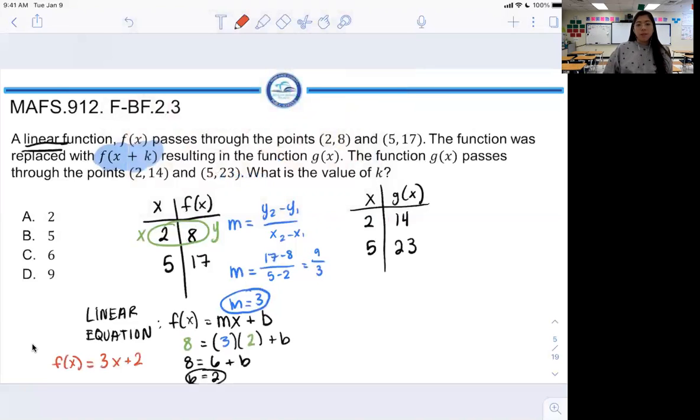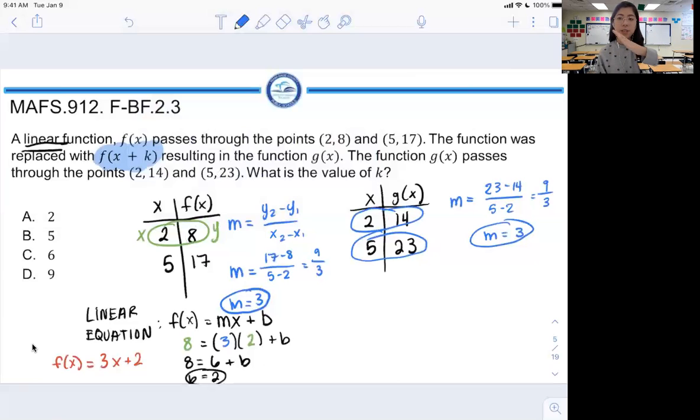Cool. Well, now I have to do the same exact thing for g of x. We're going to do it again, but with new numbers. I need the slope. Let's do it real quick. 23 minus 14, what's that? Nine, good. 5 minus 2, that's 3. Guess what? The slope is also 3, which makes sense, right?